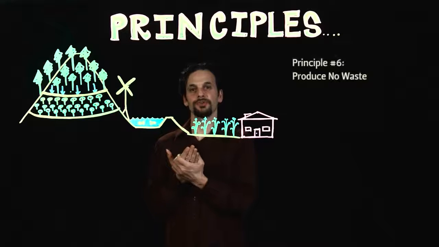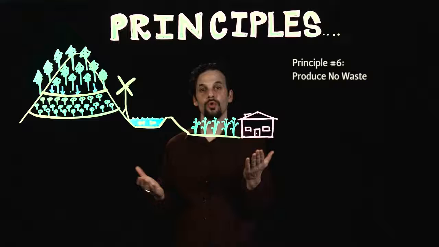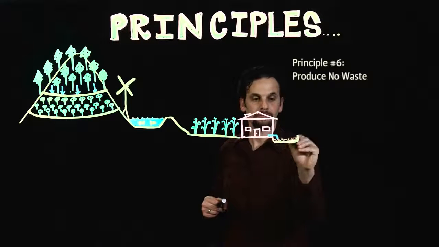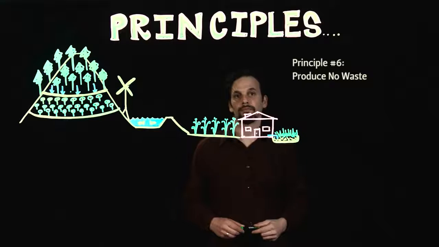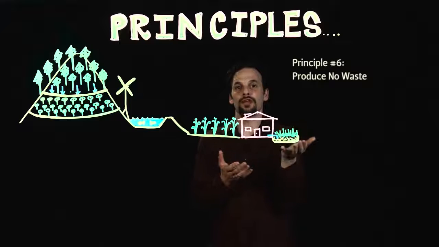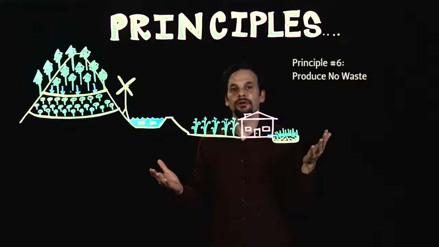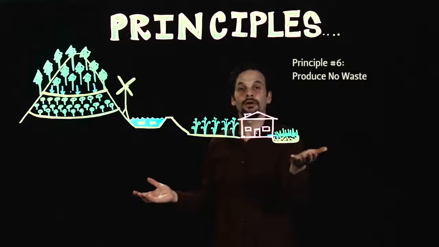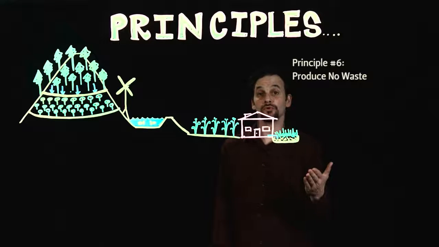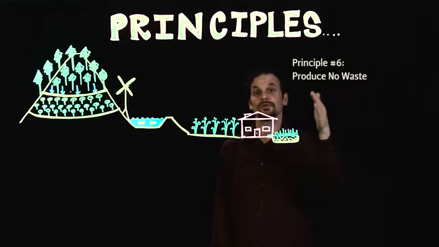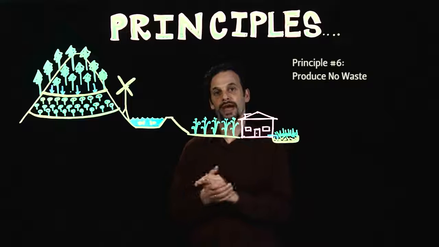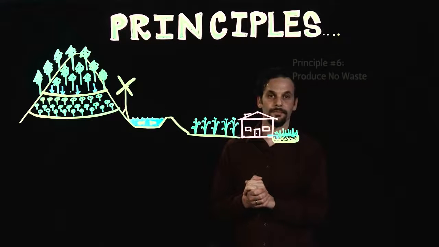The next principle, number 6, is produce no waste. This is where we make the waste of one part of our system the food for another. This means we compost, clean and recycle gray water, repair and repurpose broken tools and equipment, reduce, reuse, repair, recycle. This also means we don't waste people by having them do hazardous and meaningless work.